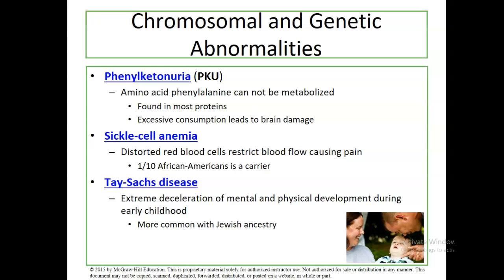Phenylketonuria is a genetic abnormality. So these individuals lack the ability to metabolize a specific amino acid known as phenylalanine. It's found in most proteins, and what ends up happening is that excessive consumption of this amino acid leads to brain damage. Thankfully, we're able to identify this disorder very early on in life to prevent any excessive brain damage.